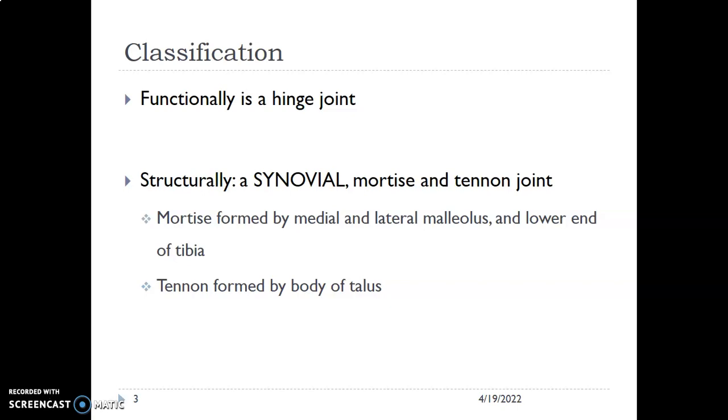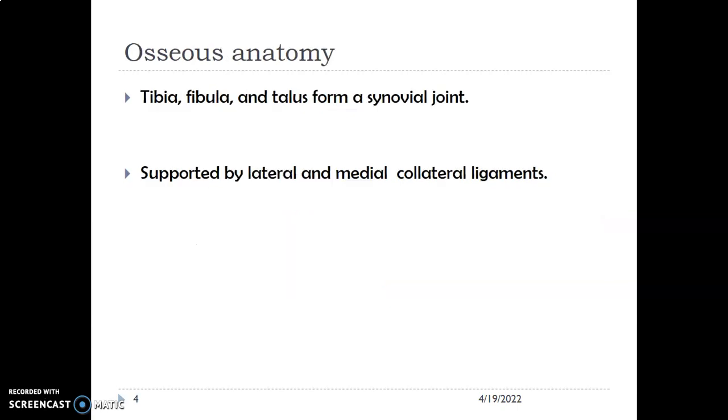So functionally, the ankle joint is a hinge joint, mainly allowing movement on one axis. Then structurally, it's a synovial joint of the mortise and tenon variety. So the mortise or the socket is formed by the medial and lateral malleoli. Remember, medial malleolus of the tibia, lateral malleolus of the fibula, and the lower end of the tibia, while the tenon is formed by the body of talus.